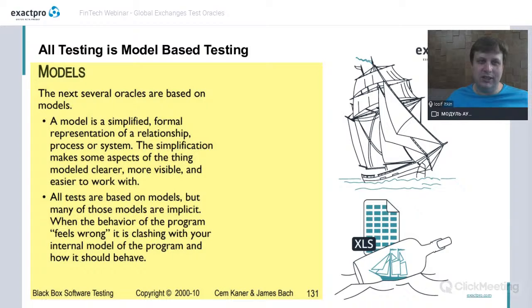What's important is all testing is model-based testing. So we have a model. A model is the representation of the system under test. The model should be simple, because if the model is too complex, we are not able to properly use it. We can, but there are many challenges related to that. It's a separate topic. All tests are based on models, but many of our models, including mental models, are implicit. So it is very important to build good model-based testing.